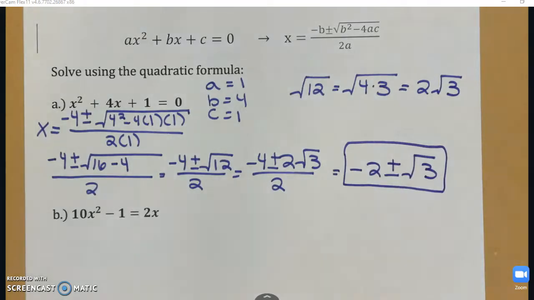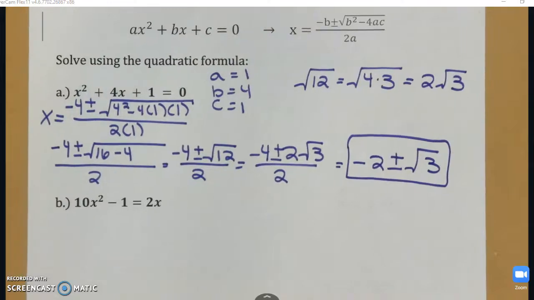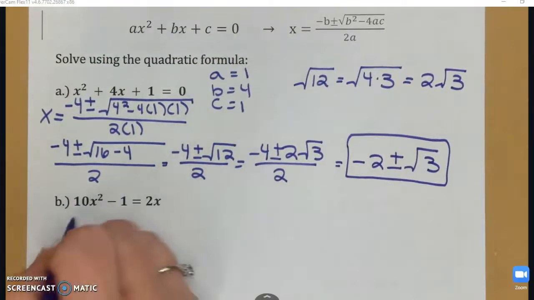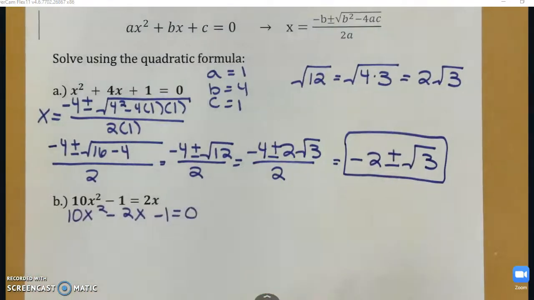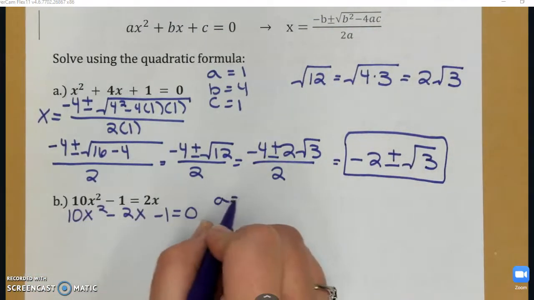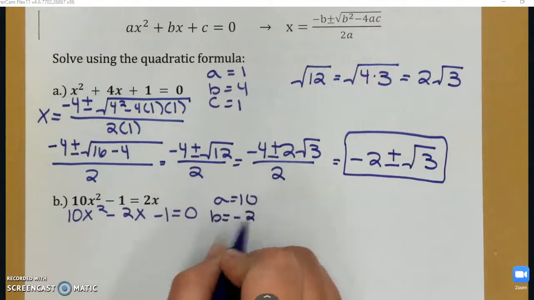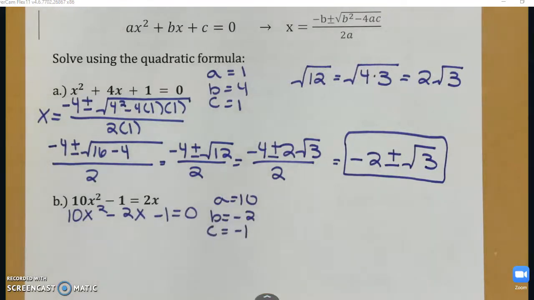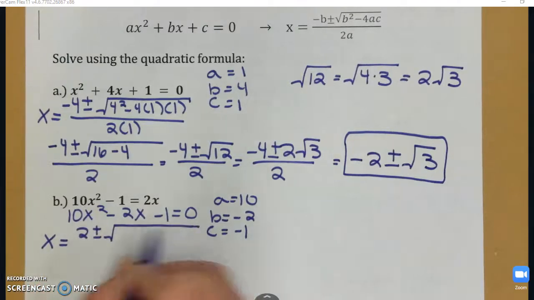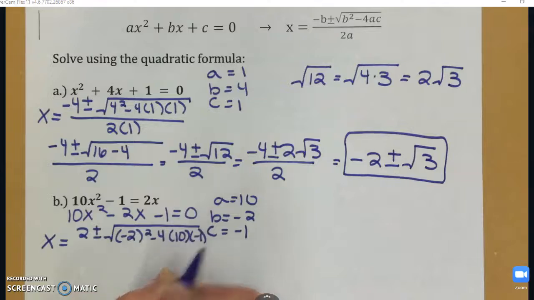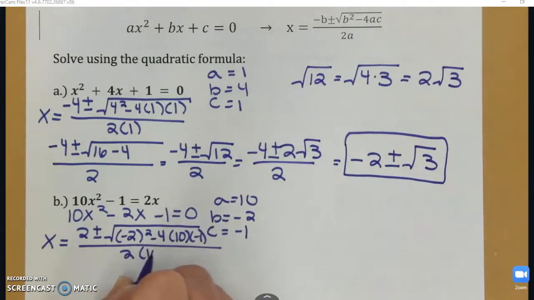no decimals. Okay? On example B, I do need to move this 2x to the opposite side so that I have my equation in standard form. And now I'm ready to identify A, B, and C. A is 10, B is negative 2, C is negative 1. I'm going to plug all those values into my quadratic formula. The negative of negative 2 is positive, so negative B is going to be positive 2. Plus or minus the square root of b squared minus 4 times a times c all over 2a.